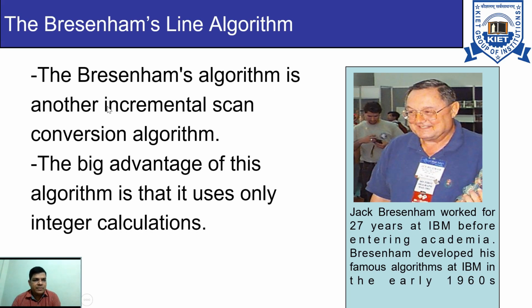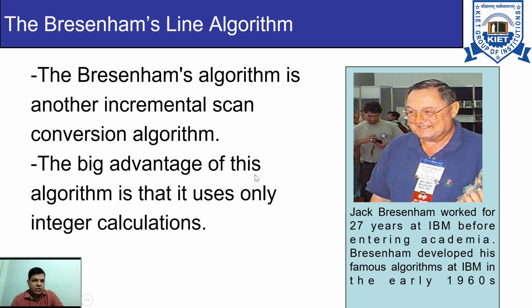Bresenham's algorithm is another incremental scan conversion algorithm. The big advantage of this algorithm is that it uses only integer calculations. This algorithm was designed by Bresenham. You can see the figure, and he is Jack Bresenham, who worked for 27 years at IBM before entering academia. Bresenham developed his famous algorithms at IBM in the early 1960s.